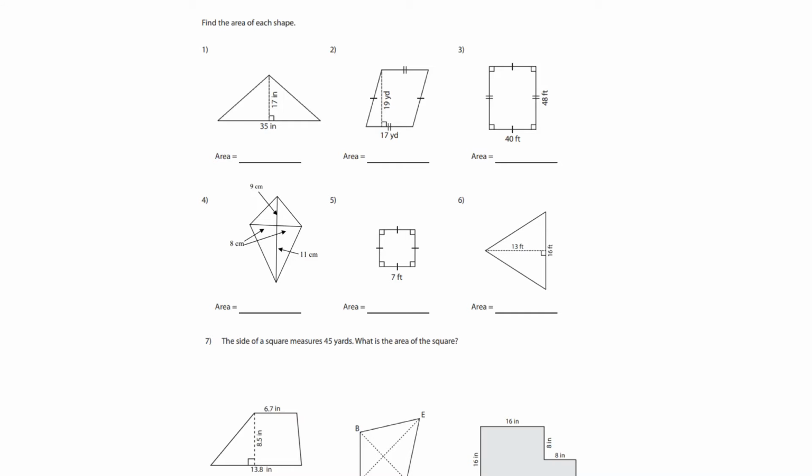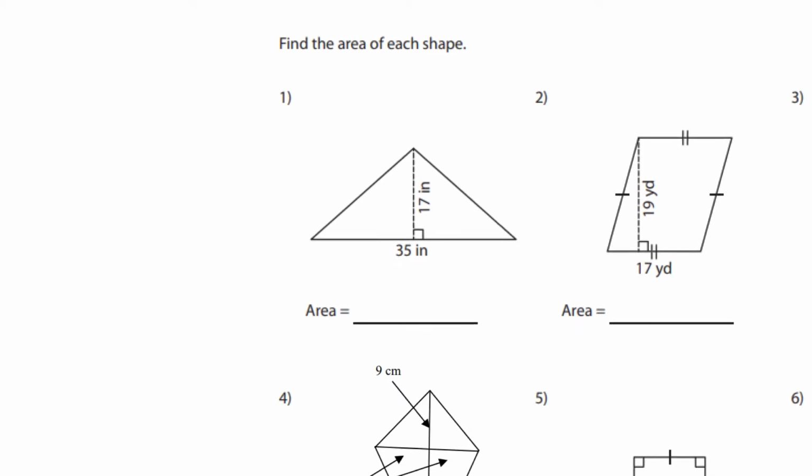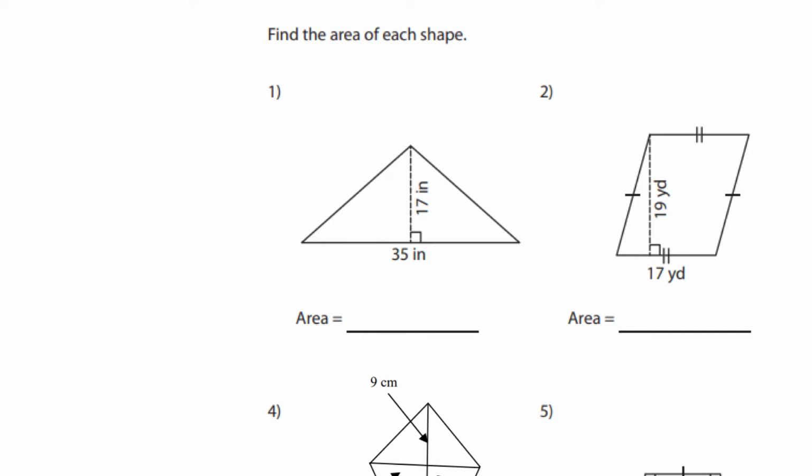On this side, pretty basic stuff here just to get you ready for the retest you're about to take. All right, so area of a triangle. How are we going to find the area of that triangle? Good. Base times height divided by 2. 35 times 17 divided by 2.